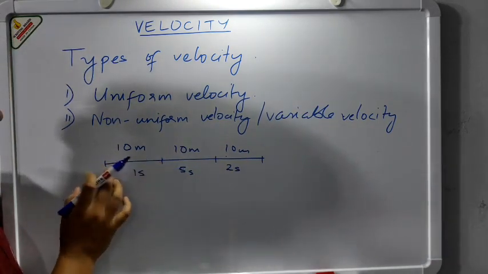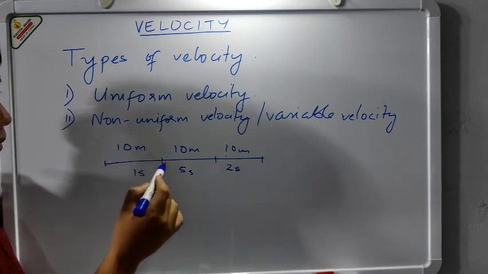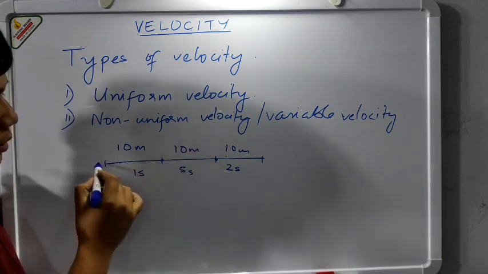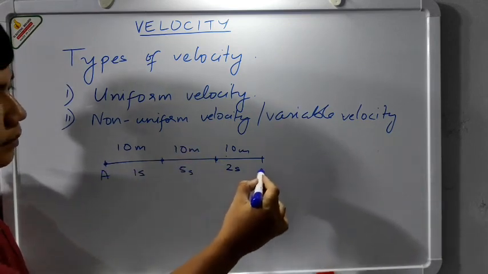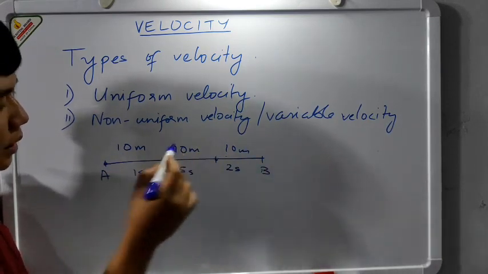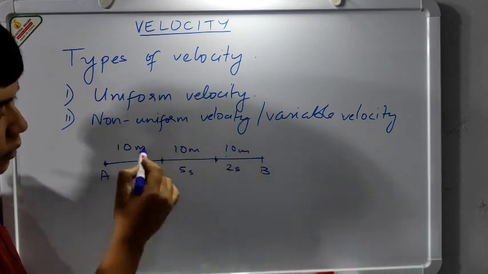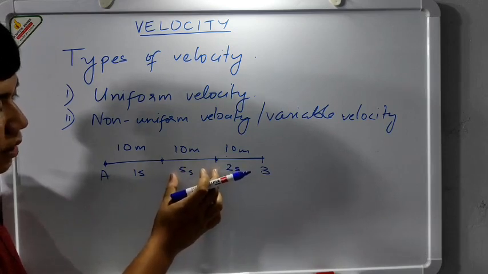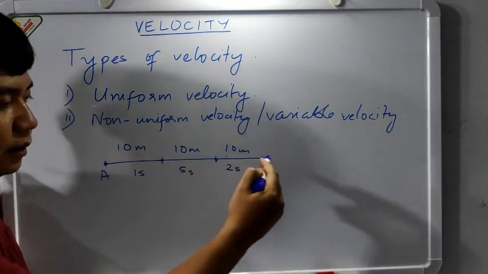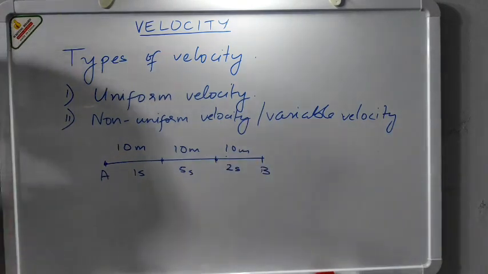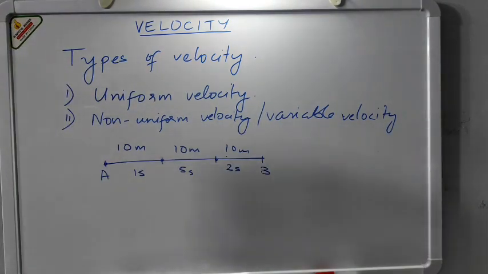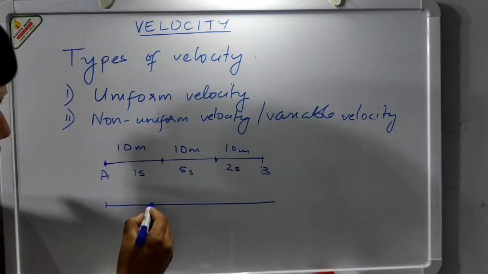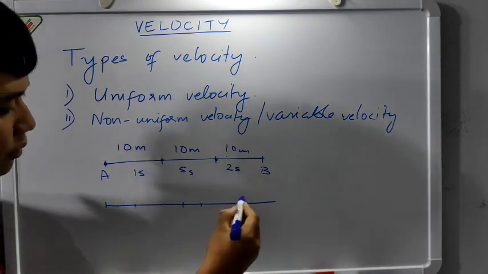Here, it covers 10 meter in 1 second. Here in this part, it covers 10 meter in 5 seconds. So we can say that the object moving from A to B is fastest in the first interval, and slowest in this interval. So the velocity is variable. It is not constant. This type of velocity is called variable velocity. The second case is unequal distances in equal intervals of time.